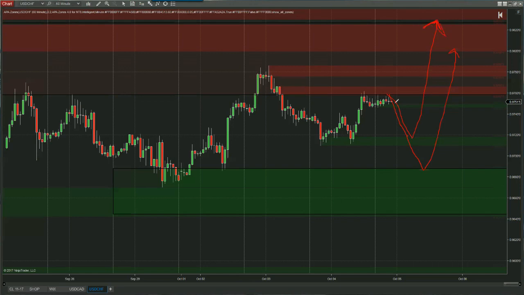So I would like to see a bounce into either one of these levels here over the next few days of this coming week. But overall, I'd like to see a nice little strong push to the upside.